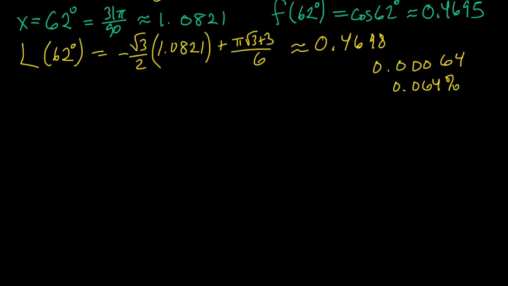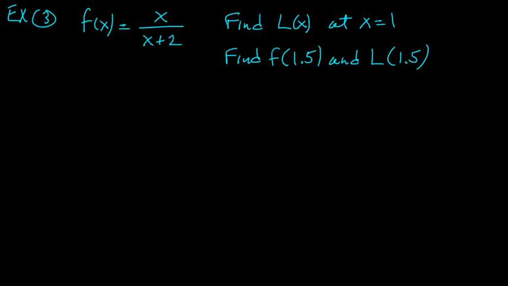Okay, so your turn. Try this one. For my f of x, I'll use the rational function x over x plus 2. You want to find L of x at x equals 1. We'll try this at a equals 1. Same thing, right? Then plug in x equals 1.5 into the original function f, and then plug it into the linear approximation.